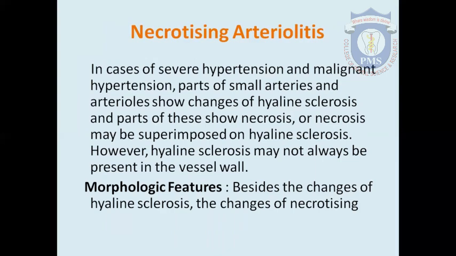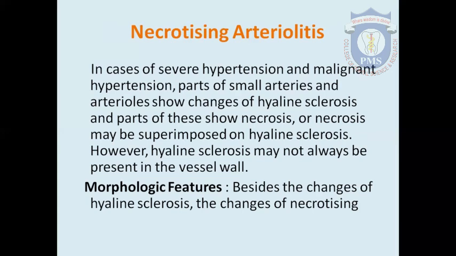Necrotizing arteriolitis. In cases of severe hypertension and malignant hypertension, parts of small arteries and arterioles show changes of hyaline sclerosis, and parts of these show necrosis, or necrosis may be superimposed on hyaline sclerosis. However, hyaline sclerosis may not always be present in the vessel wall.